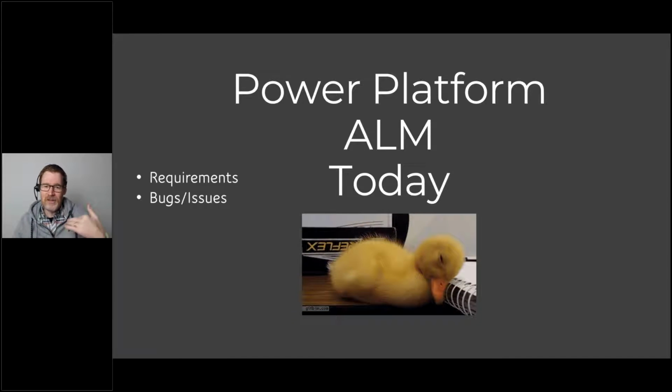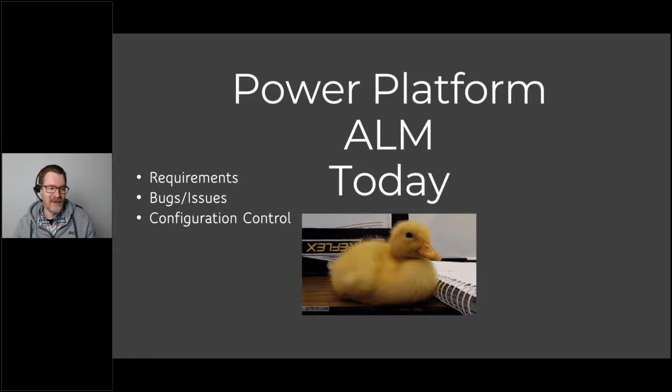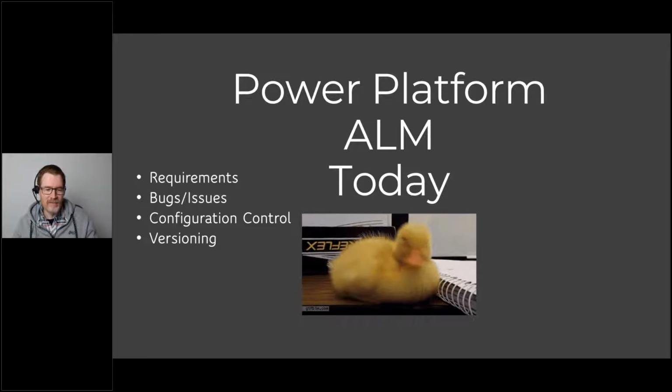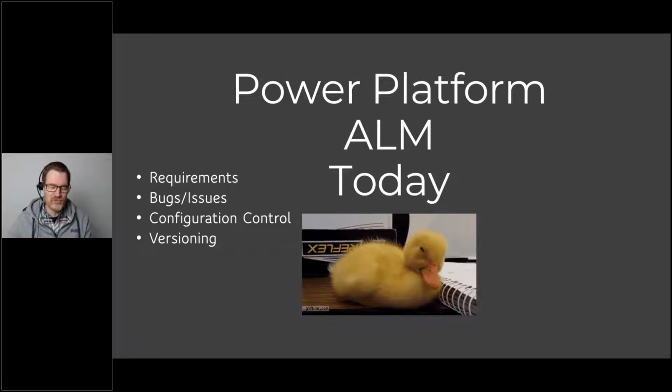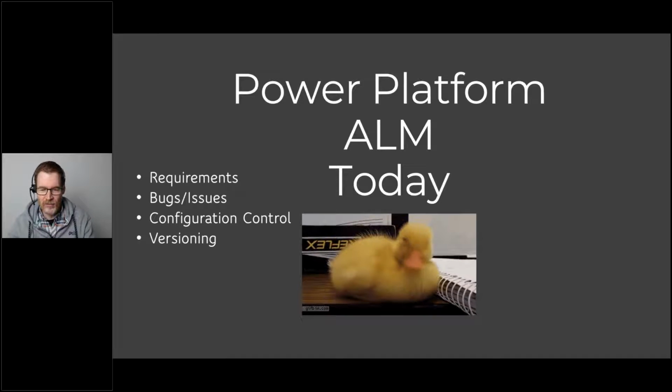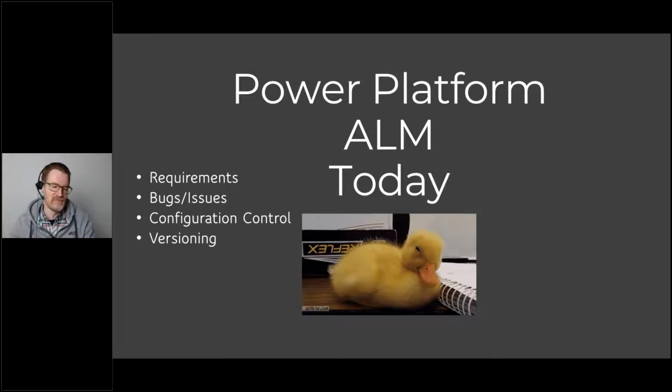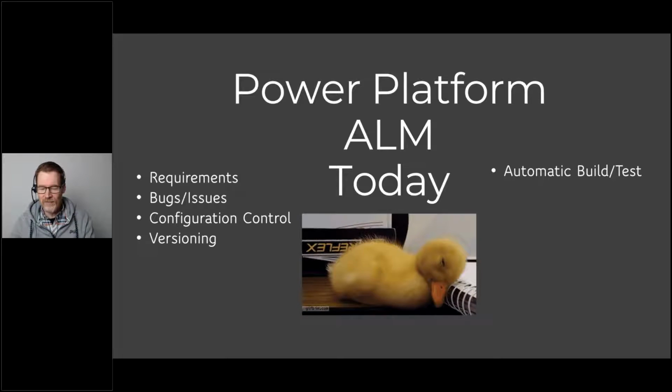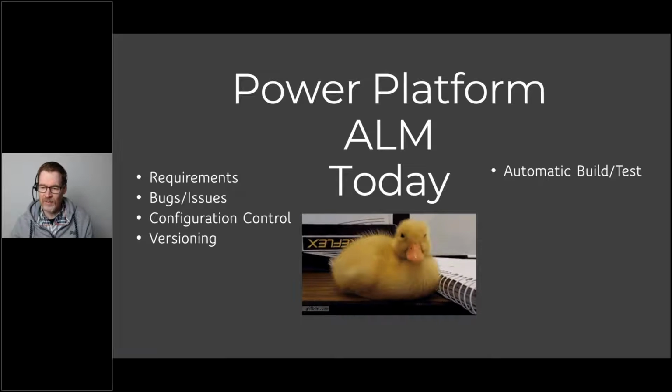But one side of ALM is a lot of things around requirements management, managing bugs, configuration control, versioning, all of this good stuff that enables you to really make sure that you can track your software through the various different stages and see how it's changing, giving release notes and things like that. But on the other side we've got more of a technical thing.